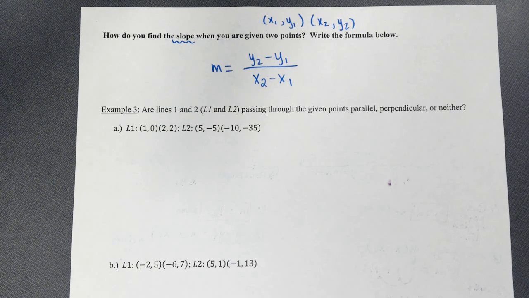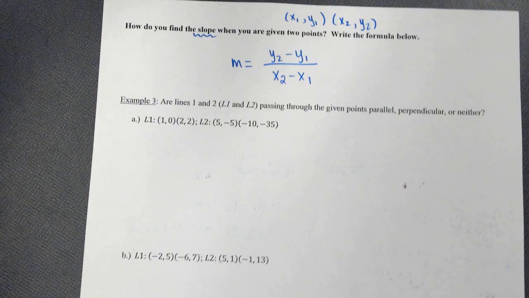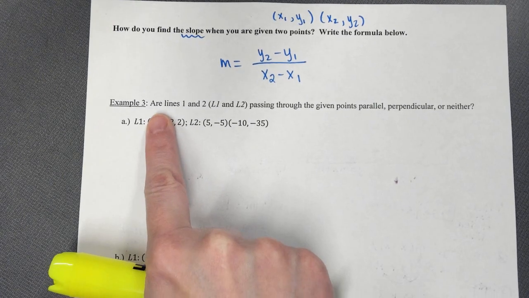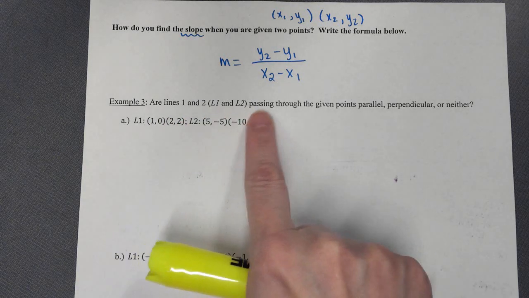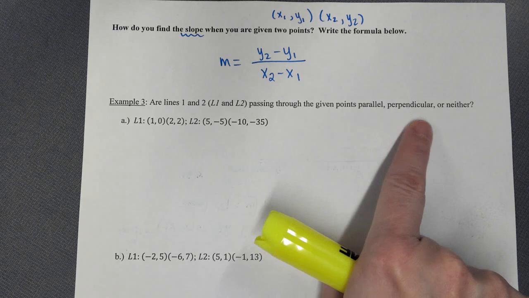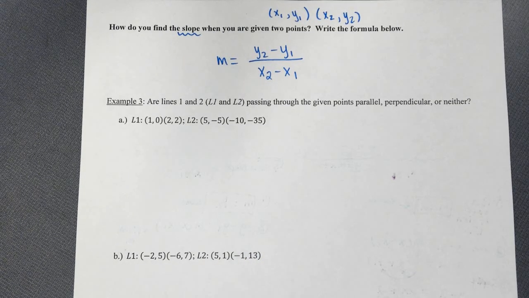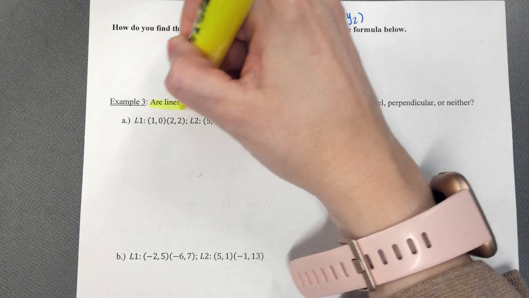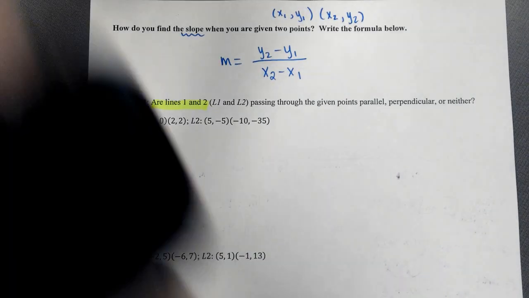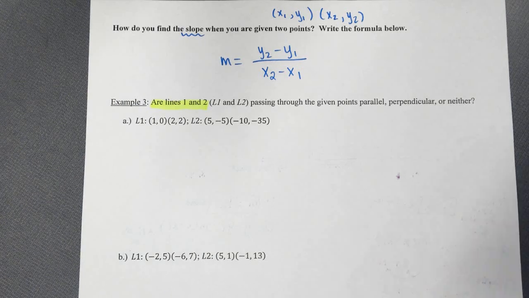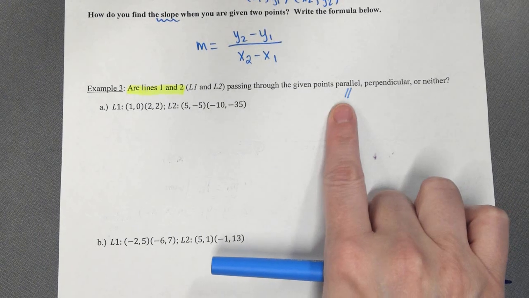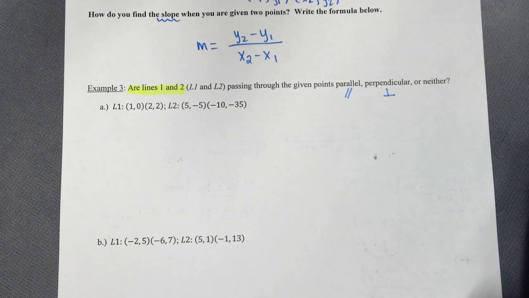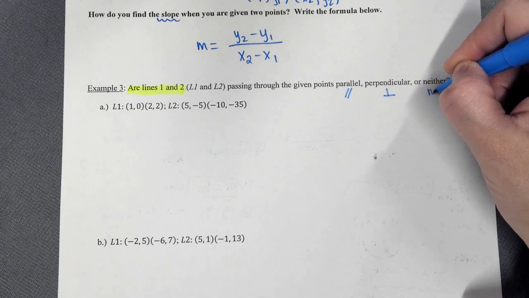So today, we're going to do something a little bit different because yesterday we were writing equations of lines. Okay, but let's look at example 3. It says our lines 1 and 2, which they call L1 and L2, passing through the given points, parallel, perpendicular, or neither. Okay, so we have to figure out if these lines are parallel. So remember our sign for parallel? They're like two slanted lines next to each other. Are they perpendicular or are they neither?